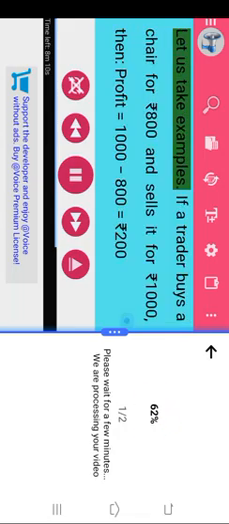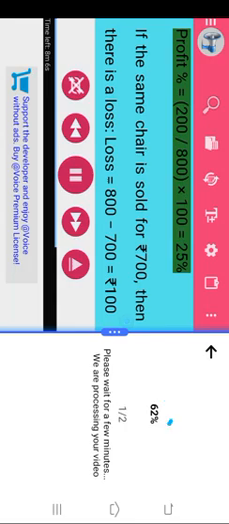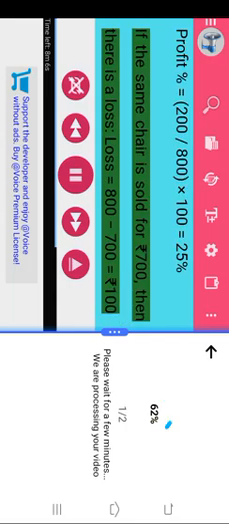Let us take examples. If a trader buys a chair for 800 rupees and sells it for 1,000 rupees, then profit equals 1,000 minus 800 equals 200 rupees. Profit percent equals 200 over 800 times 100 equals 25%. If the same chair is sold for 700 rupees, then there is a loss. Loss equals 800 minus 700 equals 100 rupees. Loss percent equals 100 over 800 times 100 equals 12.5%.